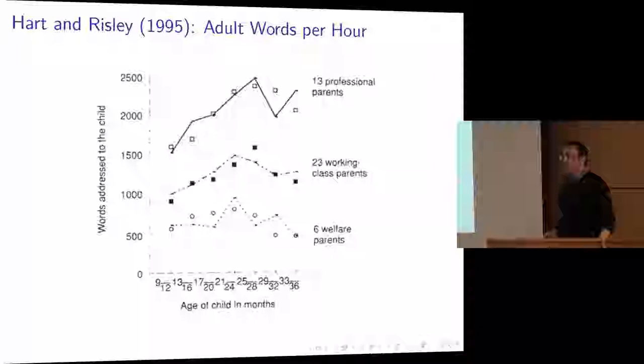And this is the language environment of the welfare children. They're hearing about 700 words, and most of the words that they're hearing are negative words. And here's the language environment of the higher SES kids, which already starts at about 1,500 words per hour, and goes to about 2,500 words per hour. And most of the inequality is being driven because these guys here are initiating more conversations.